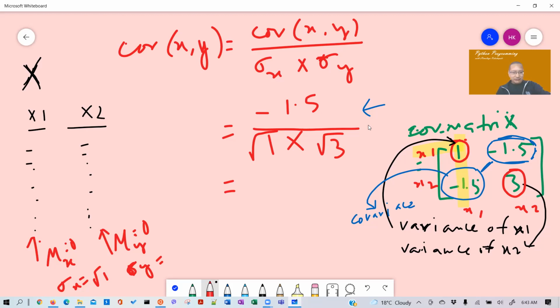Variance of x2, rather x1 x2. Now let's clear.